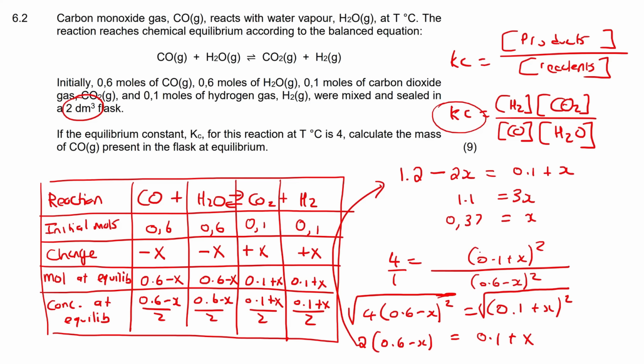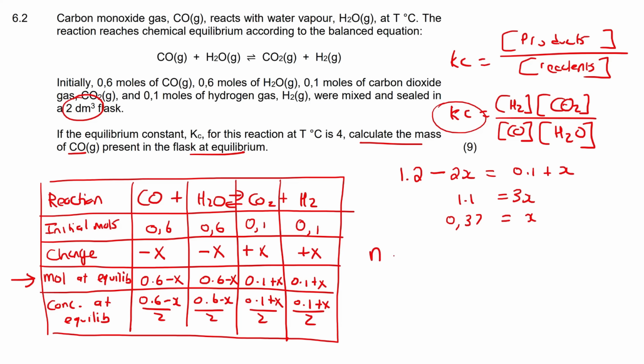Now, that's not the answer. That is just your X value. So the question says, calculate the mass of CO at equilibrium. So let's go to this row, the CO at equilibrium, which is 0.6 minus X. And so we can then work out the moles of CO at equilibrium by just filling in the value of X.